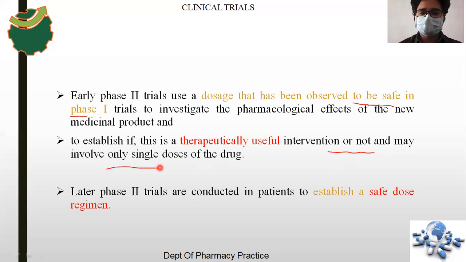Later, phase 2 trials are conducted in patients to establish a safe dose regimen. This one is phase 1, and this is phase 2. First time we are doing it in what we call humans, so we'll be checking to see the safe dose. We already saw the safe dose in humans in phase 1, but the problem there was that it was not in patients, so there was less chance of adverse reactions. But here we are dealing with patients, so definitely there is a high chance of ADRs or side effects, right?